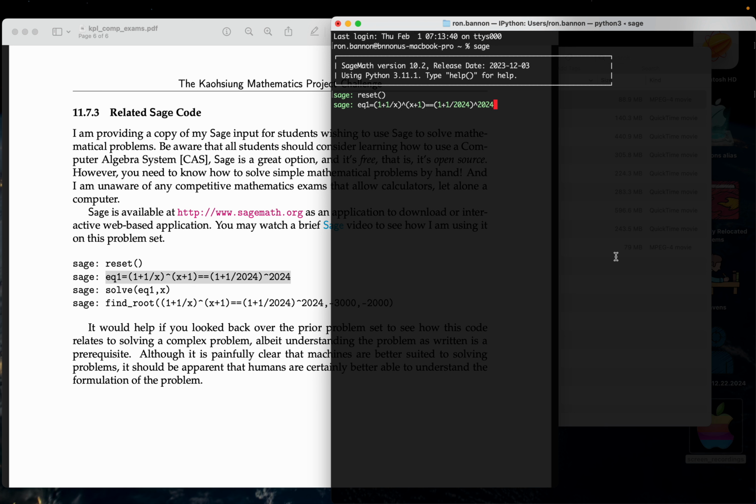EQ1 is a placeholder, and that equal sign is an assignment operator. What I'm assigning is going to be an equation. That's why I called it EQ1, equation 1. And the double equal sign is indicating this equation. You should recognize this from a problem that we did recently from this section. It's 1 plus 1 over x to the x plus 1 equals 1 plus 1 over 2024 to the 2024.